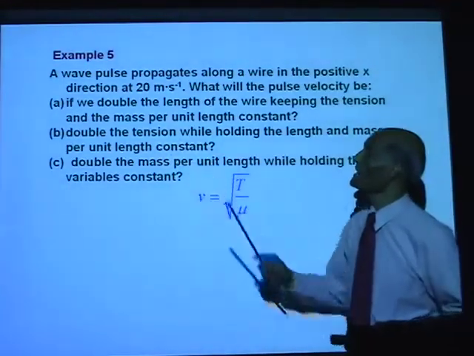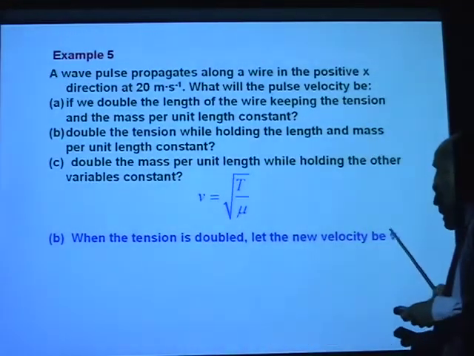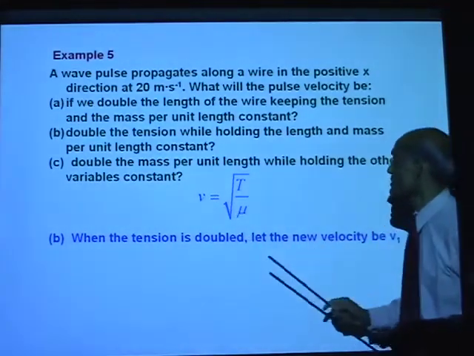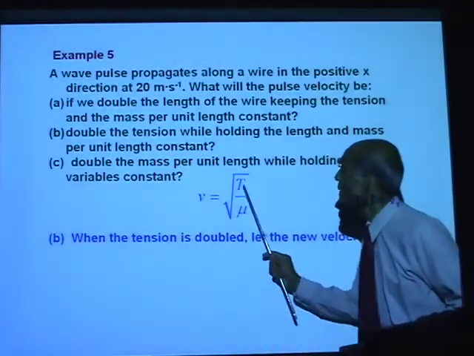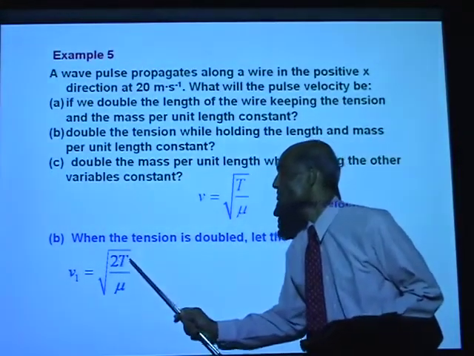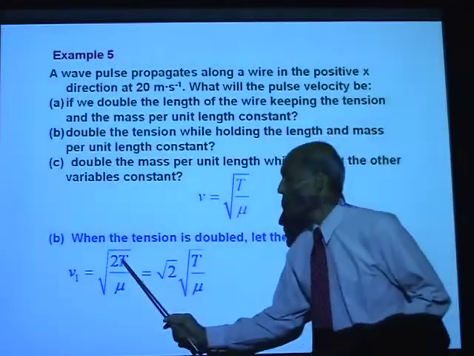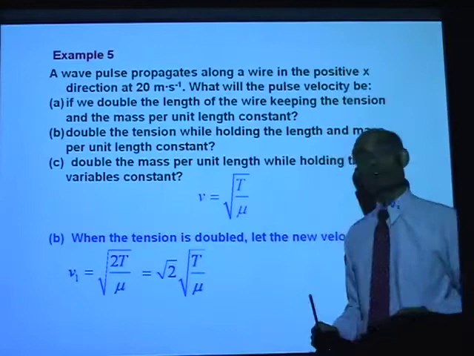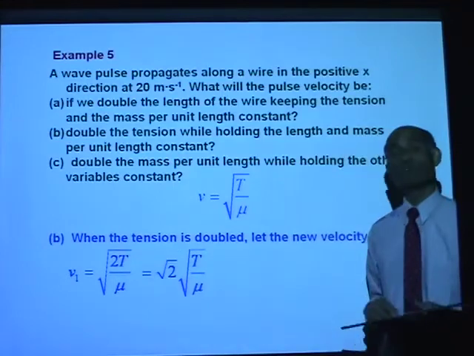Therefore, if we double the length, the velocity will remain the same. Alright, how about B, if you double the tension? When the tension is doubled, let the new velocity be V1. So, we can now transform this equation. V1 equals square root of, when the tension is doubled, it will become 2T, is that right? So, V1 equals square root of 2T divided by mu. Alright, look at the way I'm going to write it. I'm going to take that 2 out and write it separately. Is it okay if I write it that way? It'll be square root 2 times square root T over mu.